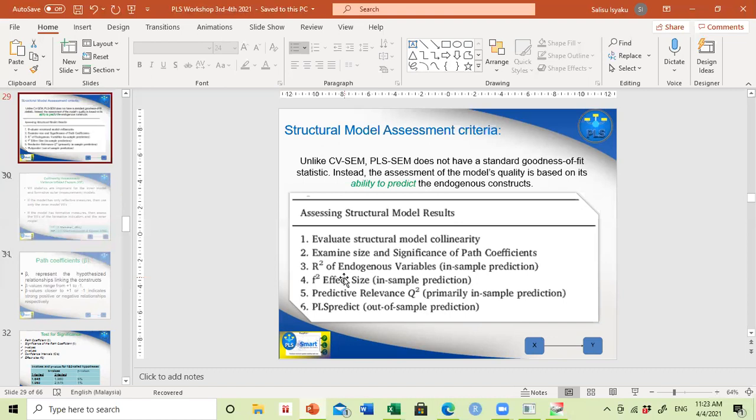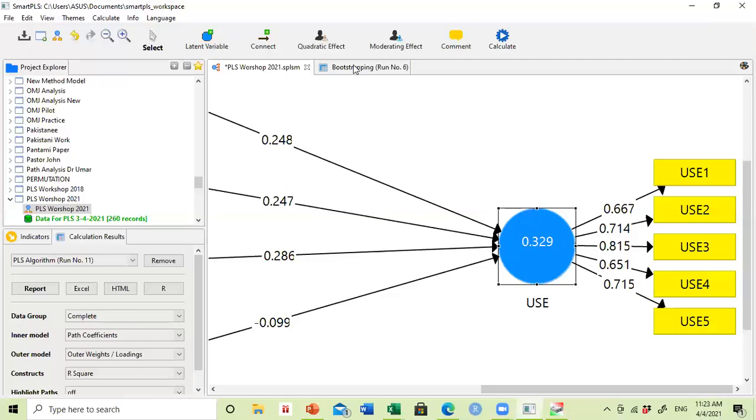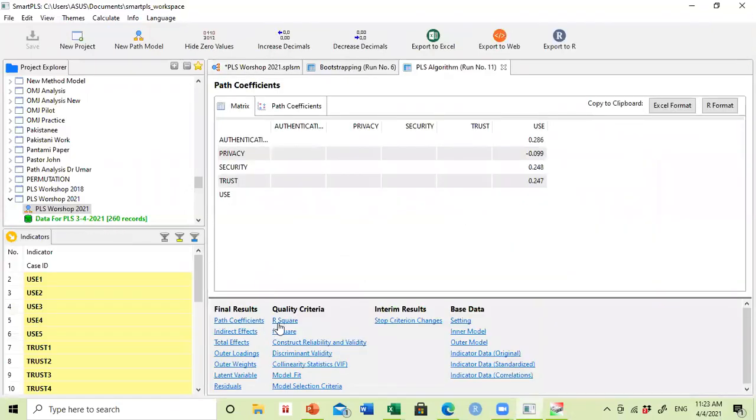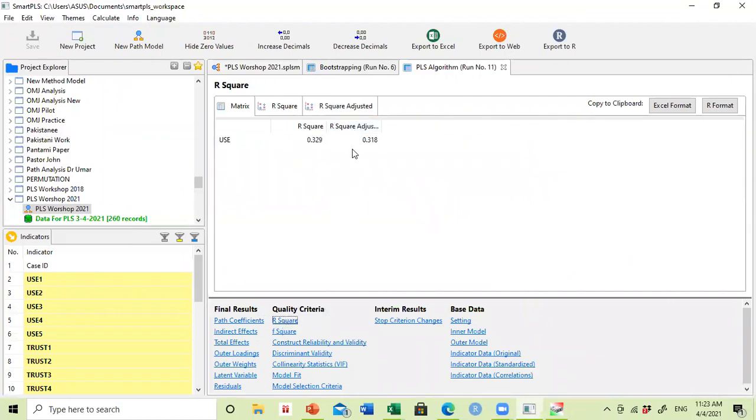Okay, so maybe we can demonstrate it there. You will see something like this. This is R square. When you go to report, look at R square down here, a quality criterion. There are two types of R square here: R square and adjusted R square. But I suggest don't go for this adjusted R square. Just report R square. That's how I was advised by one PLS guru when I was doing my paper. Is that okay?